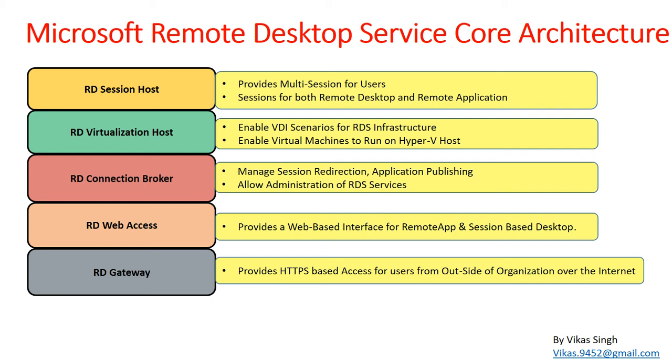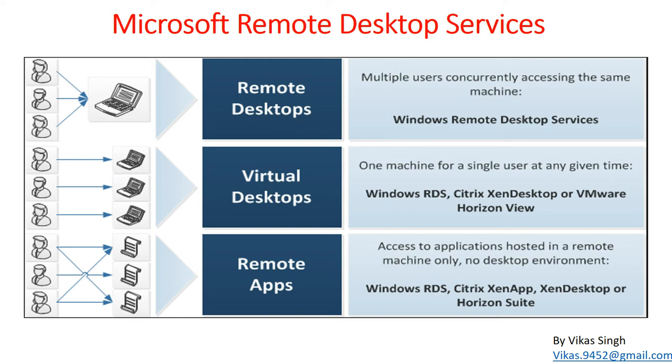So let's get in. So there was Microsoft desktop deployment. There are basically three types of desktop deployment. The first one is going to be remote desktop, the second one is going to be virtual desktop, and the third one is going to be remote apps. So basically, as I said, there were three types. So the first type is a remote desktop.